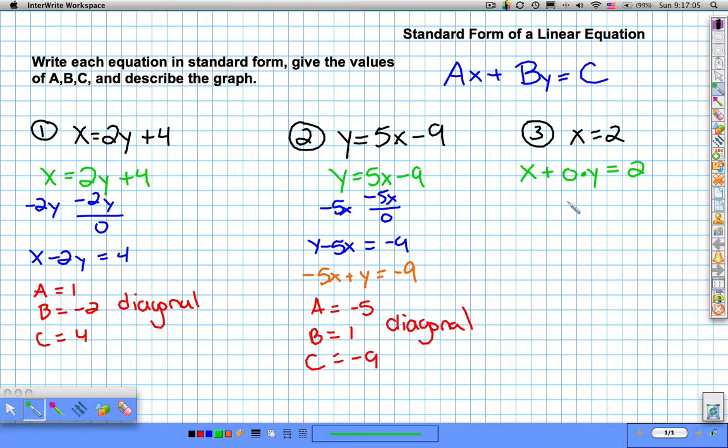The reason I would do this is it helps remind me how to find my ABCs, because what can sometimes happen is if we only see one term, we just assume b must be 1 or a must be 1 for the term missing, and that's not true. So in this case, a is 1, b is 0, and c is 2. Now this is a special case. Since b is 0, but a is not, we're going to have a vertical line. So this is how we write linear equations in standard form.